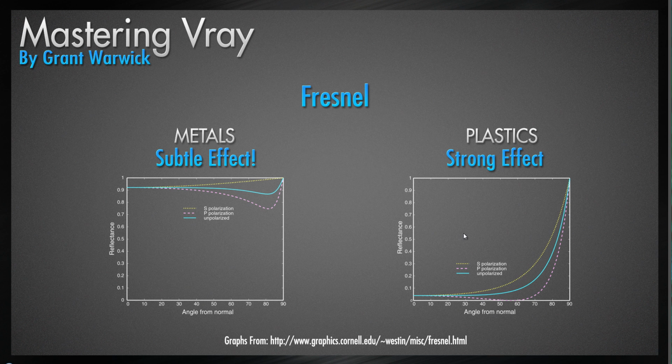For those who don't understand what these graphs are showing you, it's quite simple. All you're seeing is the material's reflectivity in relation to the angle in which you are viewing it. So on the right here we've got the angle from normal, and vertically we've got the reflectance. So let's take a look at this effect in real life.